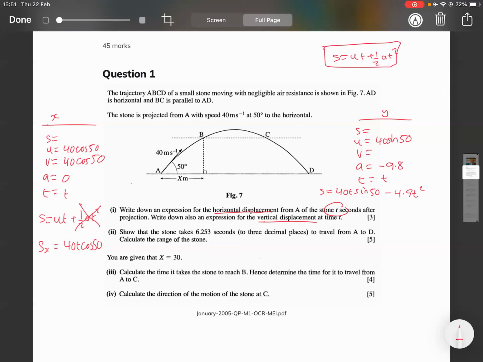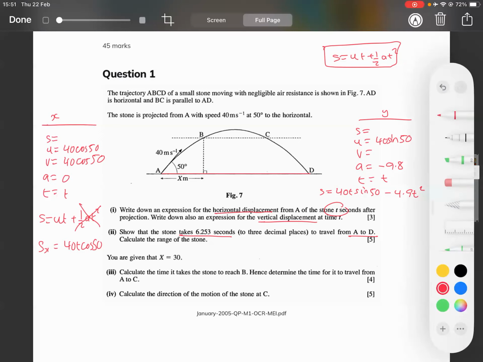Okay. Part B says, work out the time to get from A to D. And then we'll look at the range after. So the time to get from A to D, what's special about the point D that we can use inside the suvats? There are two things. We know that it's this distance, but we don't know that distance, right? So we can't use that. But we know the vertical distance from A to D is 0. It goes up, back down, so the displacement is 0.